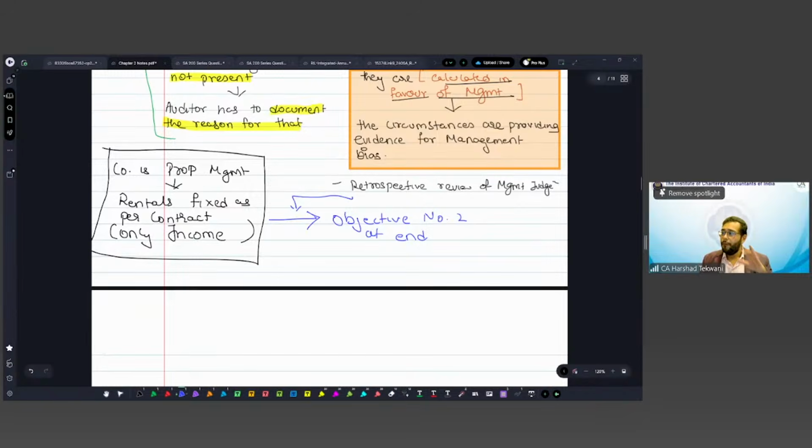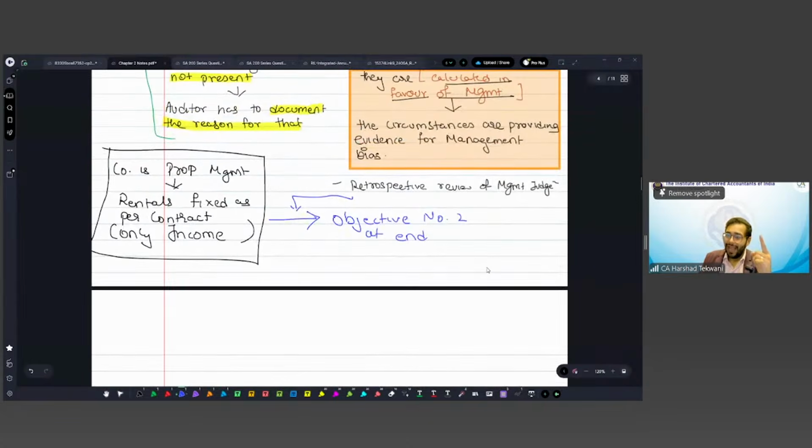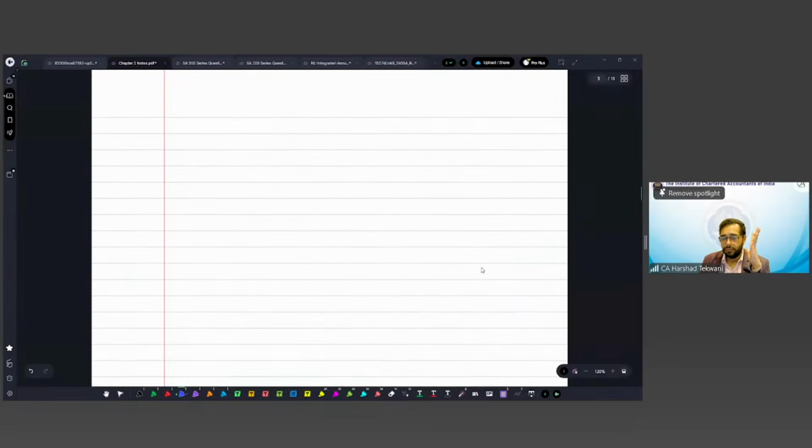Now, coming to the objective number 3. What was the objective number 3? Can anyone tell me? To respond appropriately to identified and suspected fraud. Now, let's say at the end of objective number 2, you came to know there's a fraud. After doing the testing, after gathering audit evidence, you identified fraud.